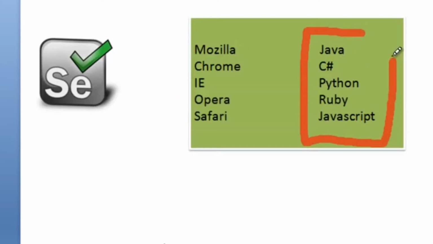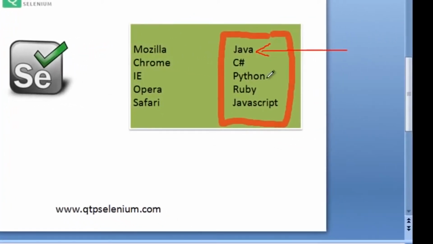The only problem for the testers is that they have to learn one of the programming languages mentioned over here: Java, C#, Python, Ruby, JavaScript. In this training, we'll be doing Selenium with Java. 70% of the industry is using Selenium with Java.